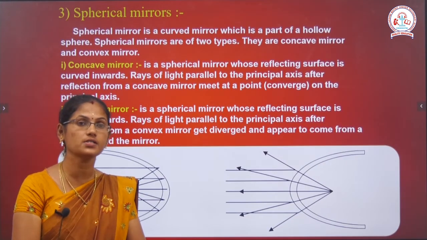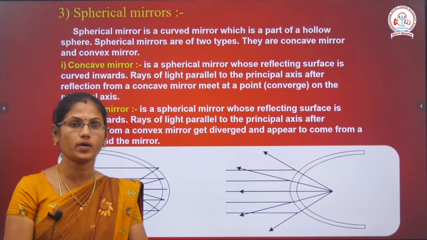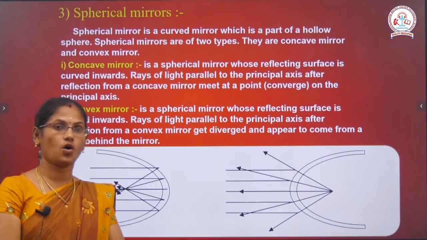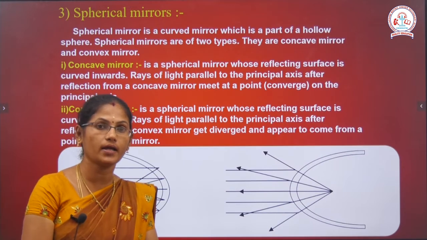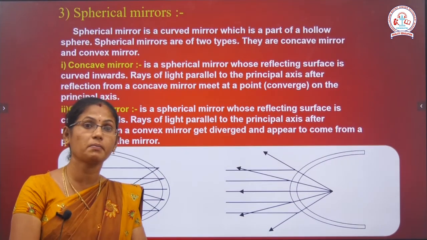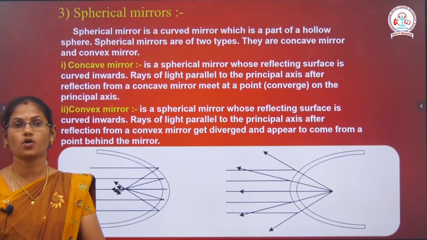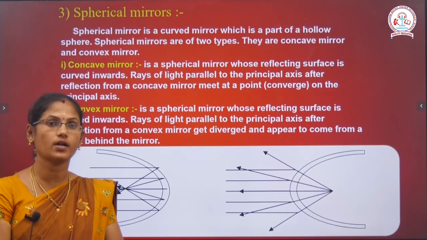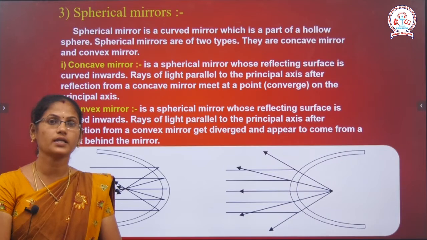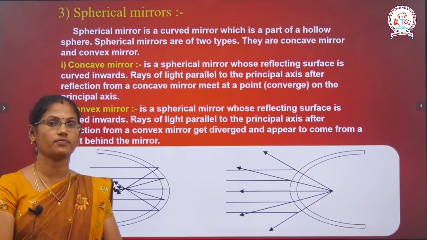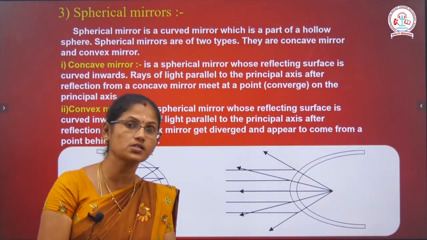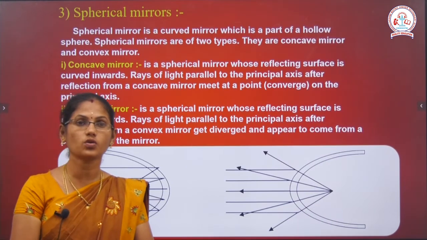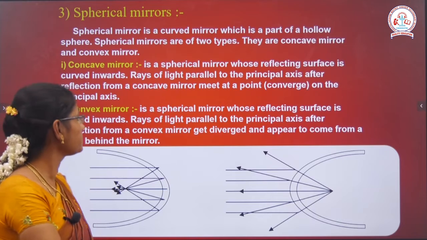Concave means curved inwards, convex means curved outwards. In a concave mirror, the ray of light parallel to the principal axis, after reflection, meets at a point on the principal axis. In a convex mirror, the ray of light parallel to the principal axis, after reflection, gets diverged, and it appears to meet at a point behind the mirror, okay. So, it is clear, these are the two types of mirror, convex and concave.